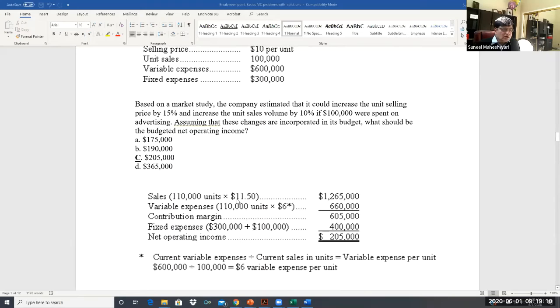So you increase your selling price by 15%, you got 1150. You increase your fixed cost by 100,000. Never forget to increase the variable cost for all the units that are being sold. That's the most common error that will take place, that you have taken the same variable cost. No, it will change. It is $6 per unit. By definition, it is per unit.